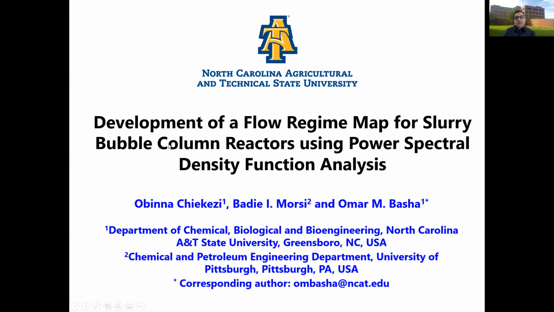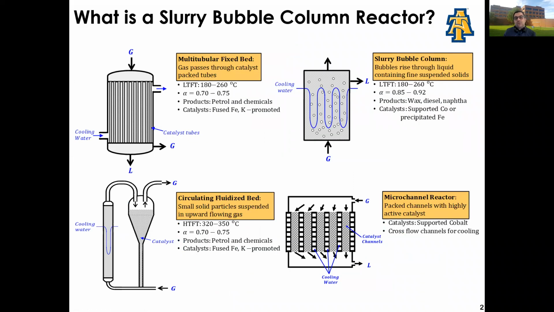The title of this talk is Development of a Flow Regime Map for Slurry Bubble Column Reactors Using Power Spectral Density Function Analysis. So let's start off by just talking about slurry bubble column reactors. This work is within the context of Fischer-Tropsch, so we have the application of Fischer-Tropsch reactors in mind.